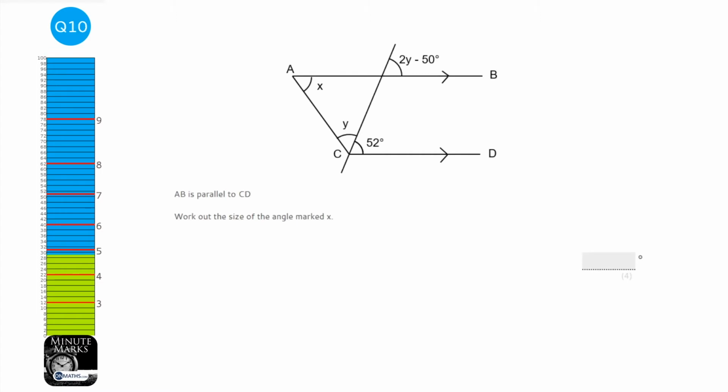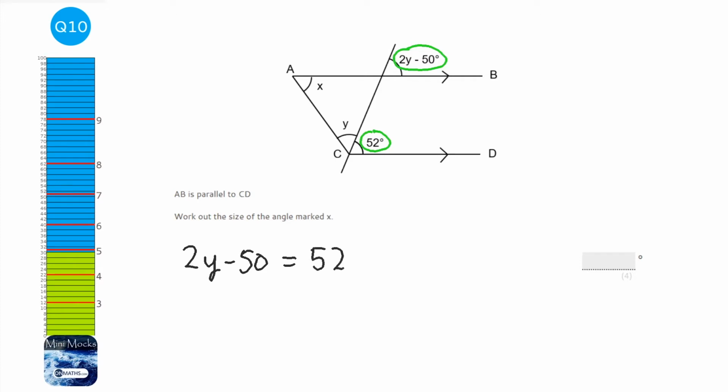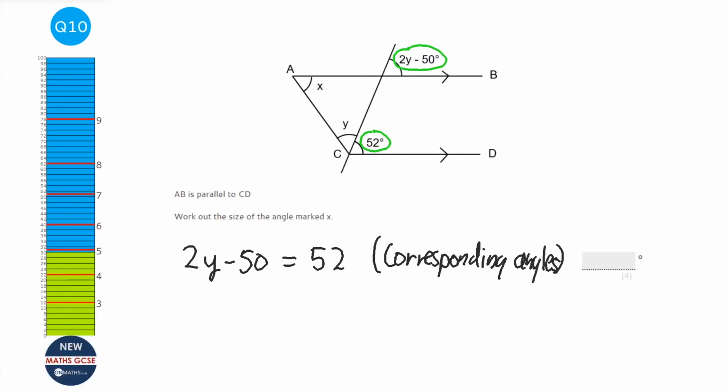For these types of questions, always make sure that you show your working, show how you know something is something. So the way I would start this, and this is not the only correct answer, is I realise that these two are the same. So I know that 2y minus 50 equals 52. The reason I know that is that they are corresponding angles. Now, some of you might know that as F angles, but make sure you write the word corresponding, because they won't accept any other word.